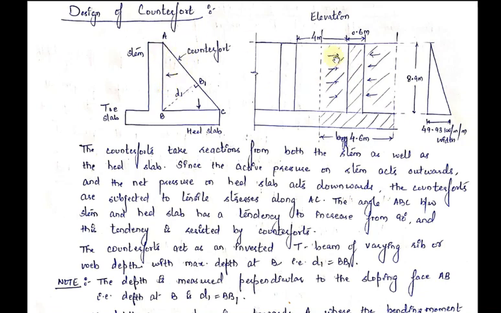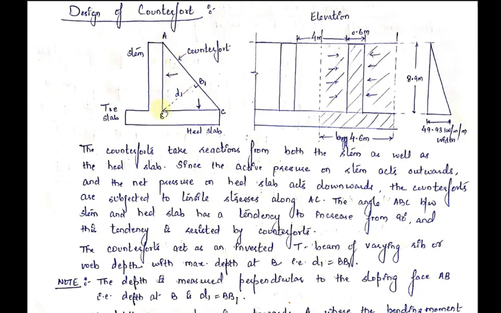See, if you look at this diagram, if I take the central part of this stem panel and the central part of this stem panel, this stem panel acts as the flange of the T-beam, and this counterfort acts as the web or rib of the T-beam with maximum depth at B, that is BB1 is the maximum depth of this counterfort.